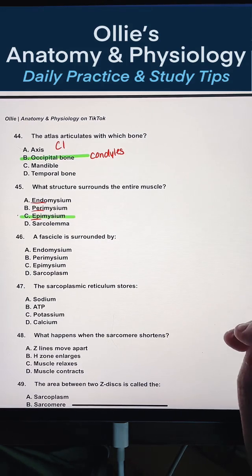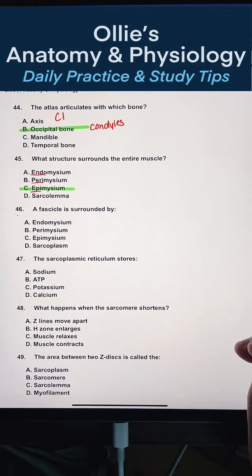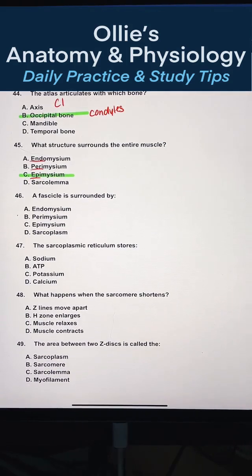All right. Then 46, a fascicle is surrounded by what? Kind of just gave away the answer. I'll give you guys just a second to answer that question, just to make sure that you were paying attention to it. A, B, C, or D, what do you think in the comments? A, B, C, or D? What do you guys think?